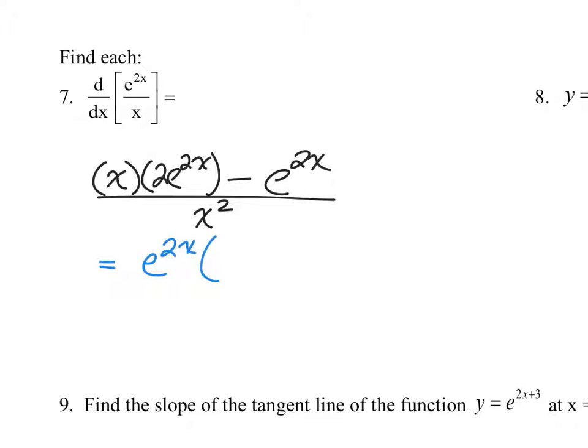E to the 2x. Pull out an e to the 2x from each term. I have a 2x minus 1 over x squared.